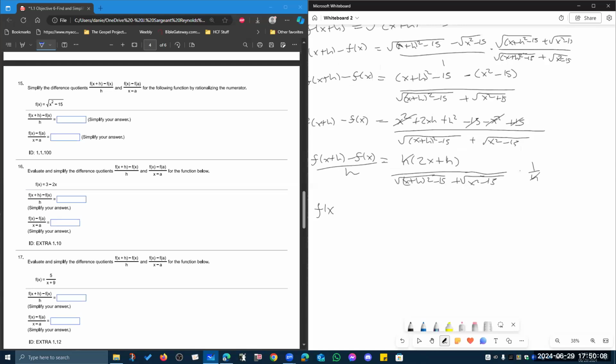f of x plus h minus f of x divided by h is equal to 2x plus h over root x plus h squared minus 15 plus root x squared minus 15. And this is the right way to write this answer. But I'm going to show you how to change that into something, and we actually might want to expand all that, might not, depends how your teacher wants it.